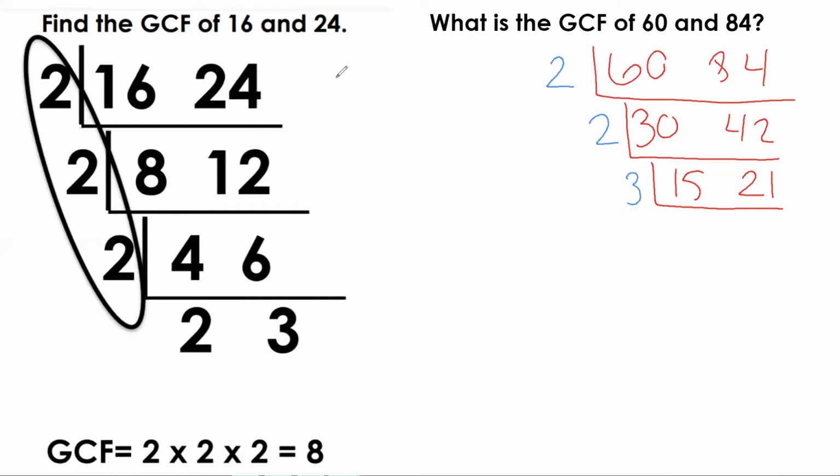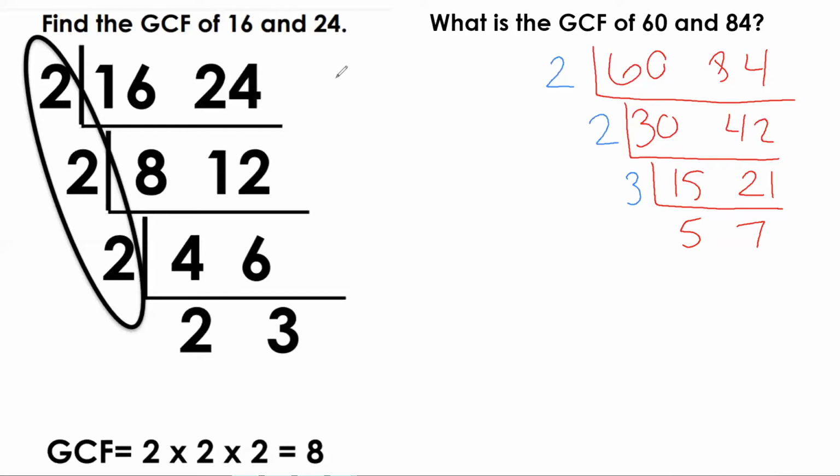15 divided by 3 is 5. 21 divided by 3 is 7. And now I'm going to stop here, because for 5, the only thing 5 can be divided by is 1 and 5. And 7, the only thing that 7 can be divided by is 1 and 7. So these numbers are prime. That means we are done.